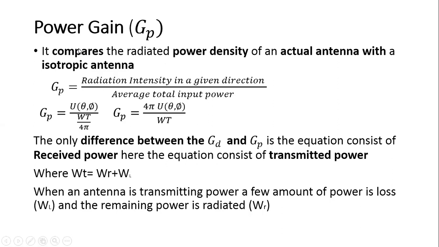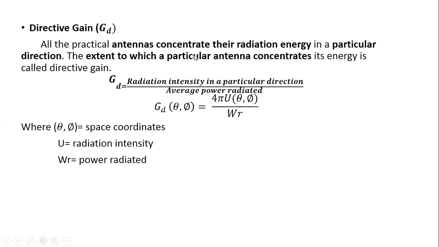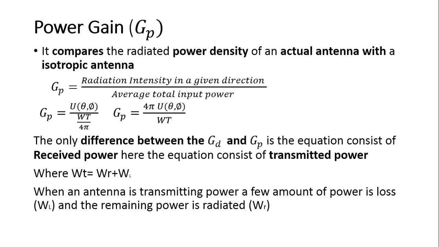Next one, power gain. Directive gain is nothing but how much an antenna concentrates in a particular direction. Then power gain compares the radiated power density of an actual antenna with an isotropic antenna. Isotropic antenna is nothing but a reference antenna. So it compares the actual radiated power density of an antenna with that of an isotropic antenna.